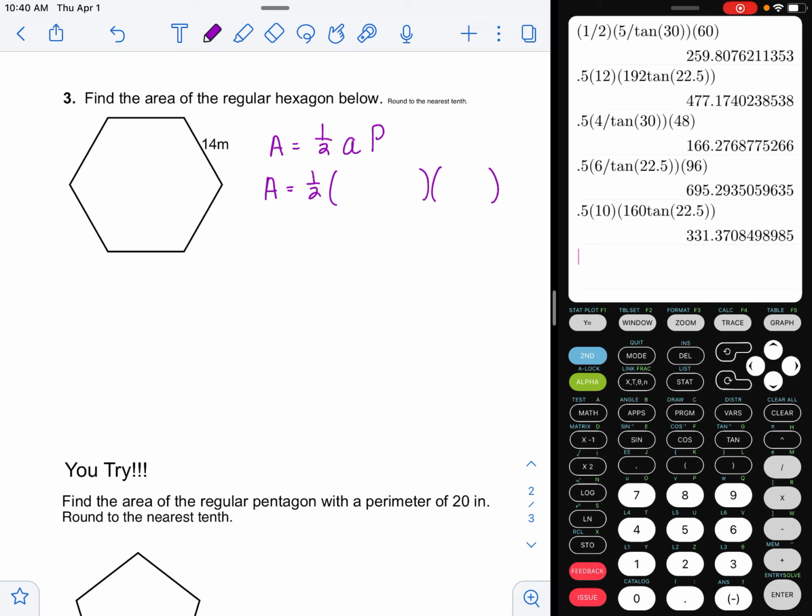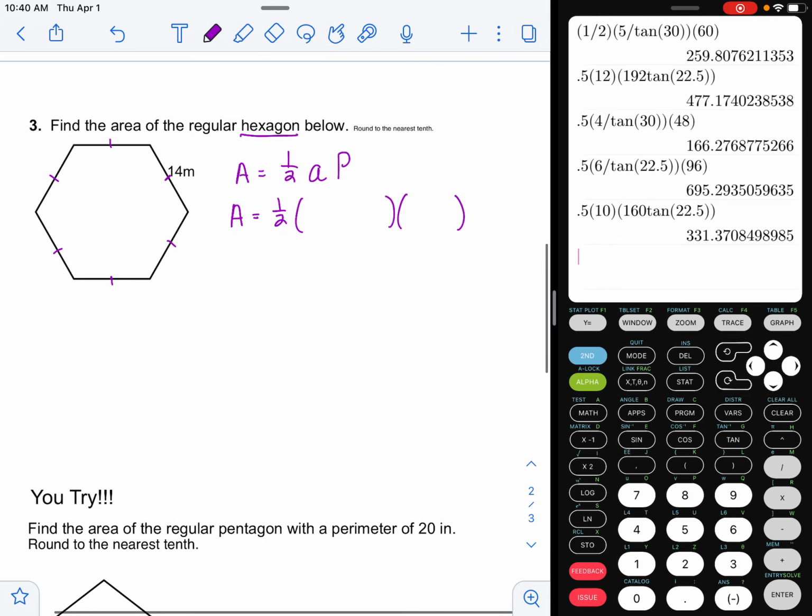Was I given the perimeter? Technically, no, the 14 is not the perimeter, but I can easily find the perimeter. It says it's a regular hexagon, and there's 1, 2, 3, 4, 5, 6 sides, but I know that from the word hexagon. Each side is 14, so perimeter, I'm just going to get by doing 14 times 6. So my perimeter is 84 meters. So I'm going to put the 84 right here.